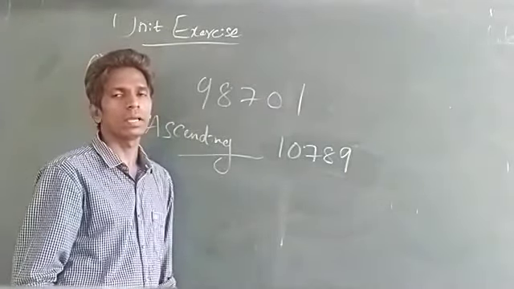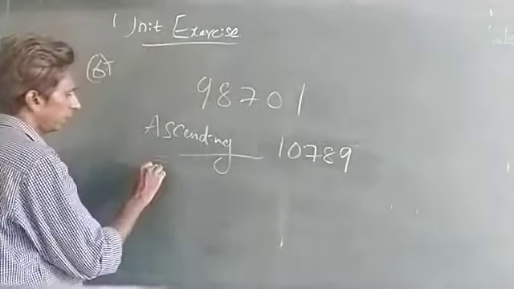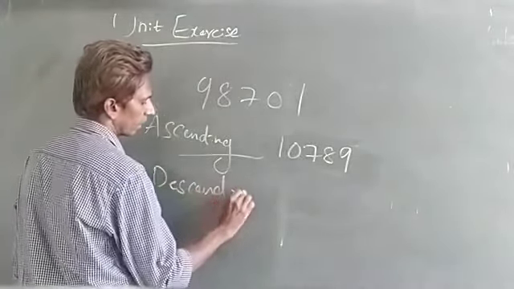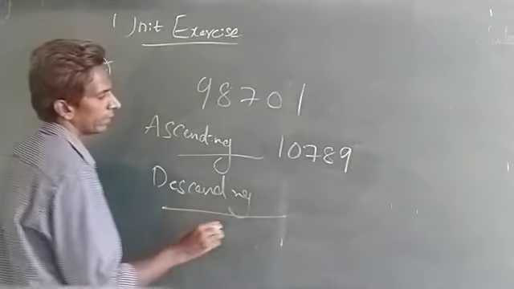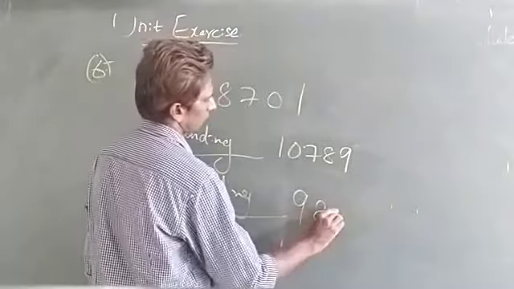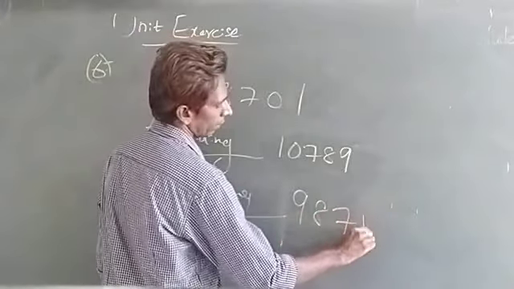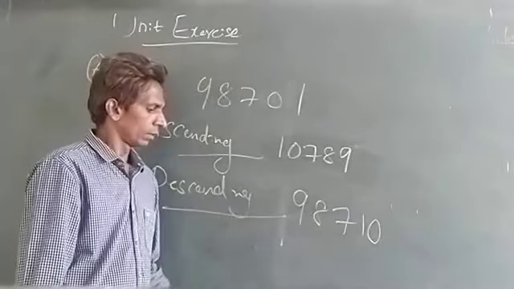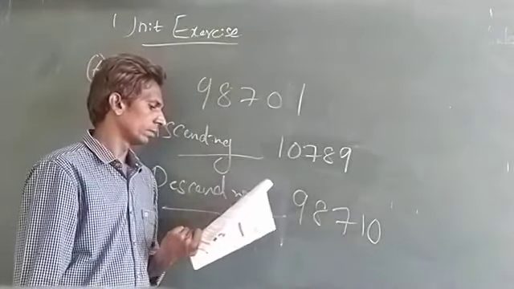Now the descending order. What is the descending order? 9 8 7 1 0. So this is the descending order. What did they ask for you?